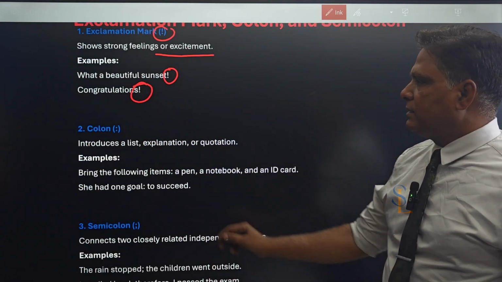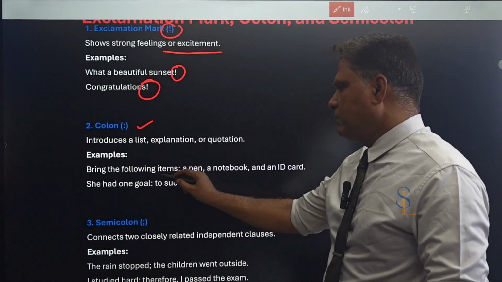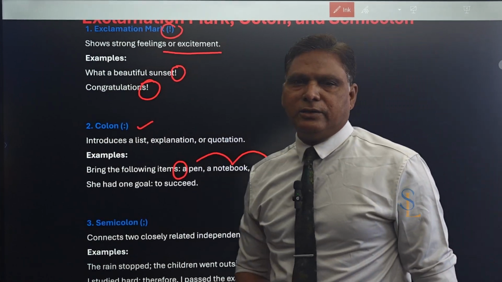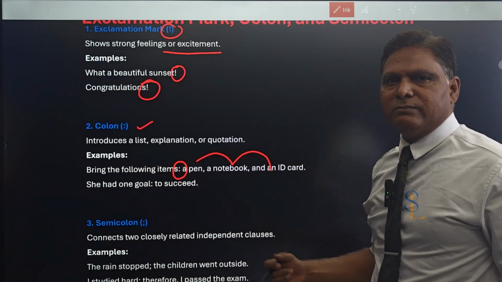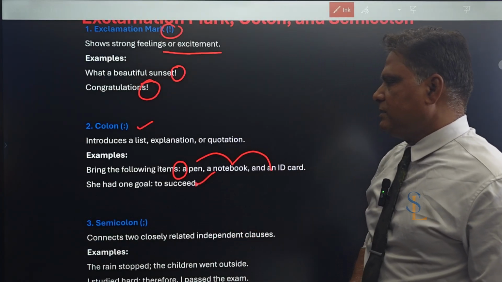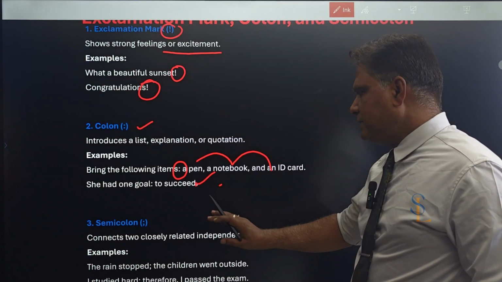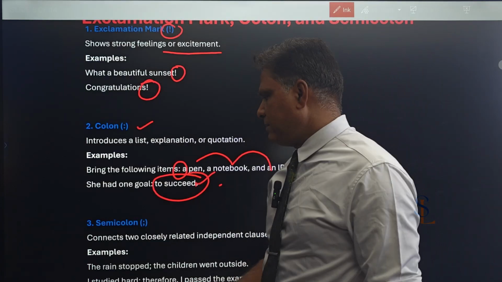So this is a colon. It introduces a list, explanation, or quotation. Example: Bring the following items. And what are the items? 1, 2, and 3. Then you need to write a colon and write all those items. She had one goal: the success that she or he is thinking about.